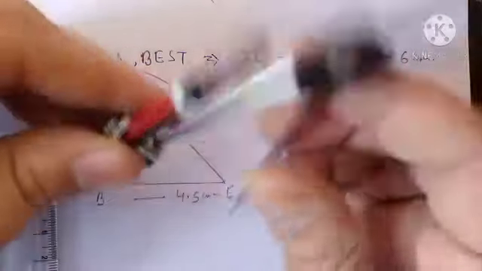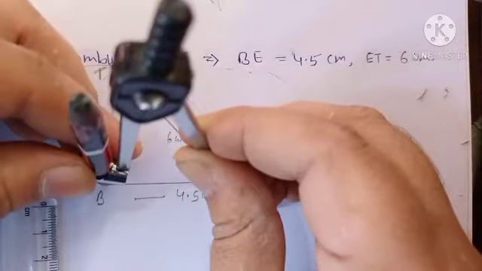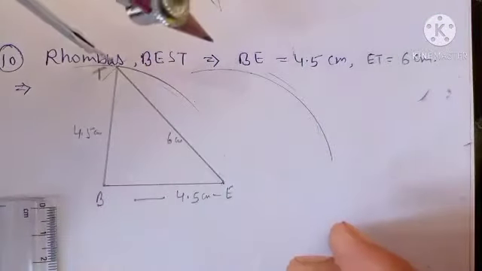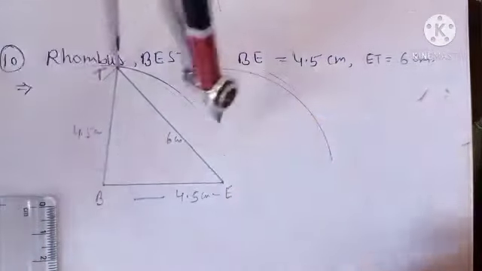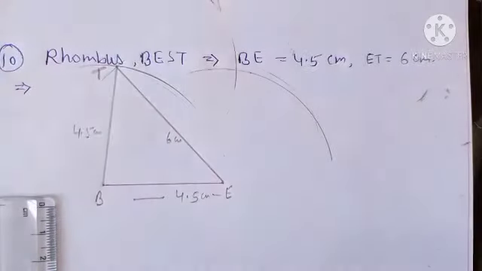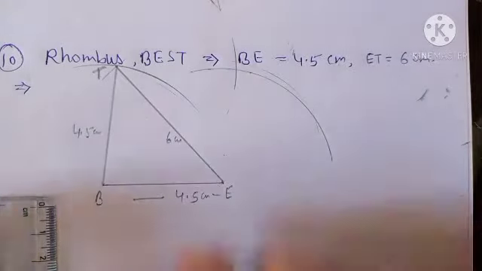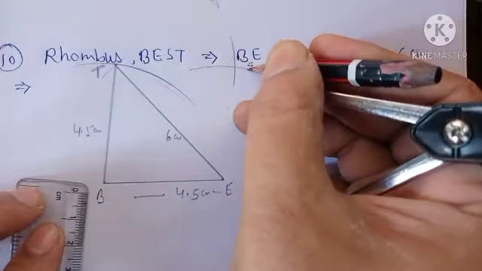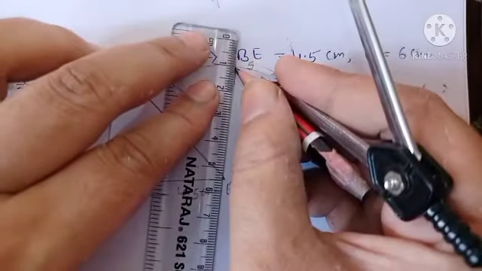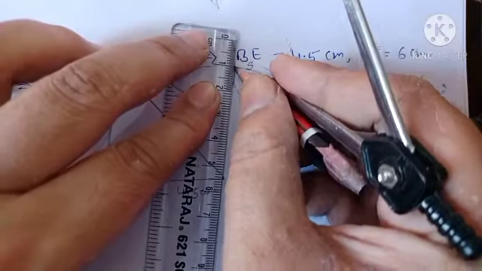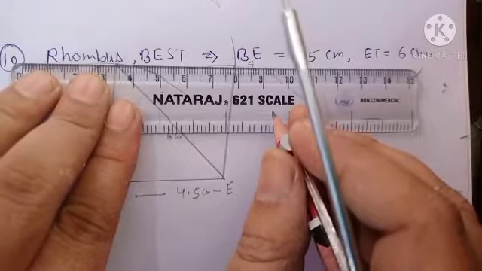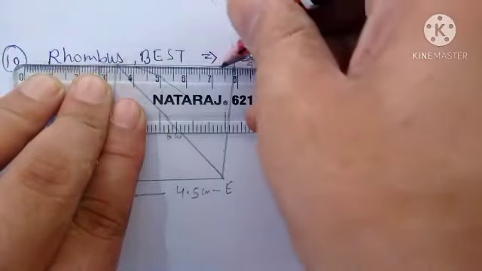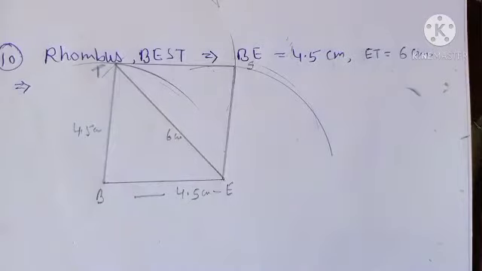Taking E as center and 4.5 centimeter as radius, we will draw an arc, and taking T as center and 4.5 centimeter as radius, we will draw another arc which will meet the previous arc at S. This point is S. Now join ES and ST. So this is the required rhombus BEST.